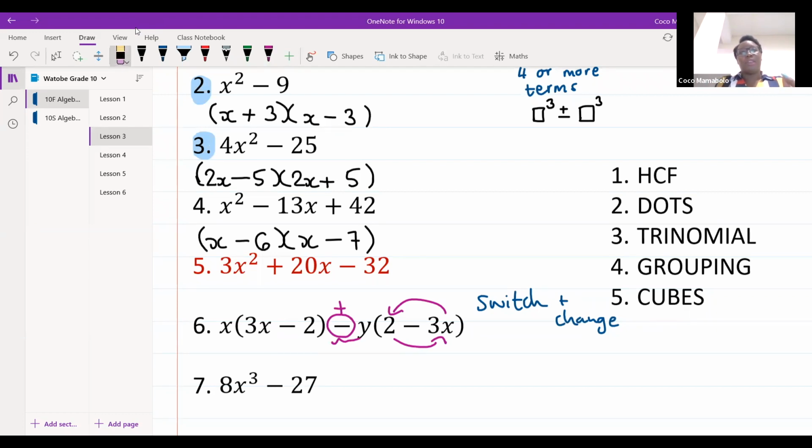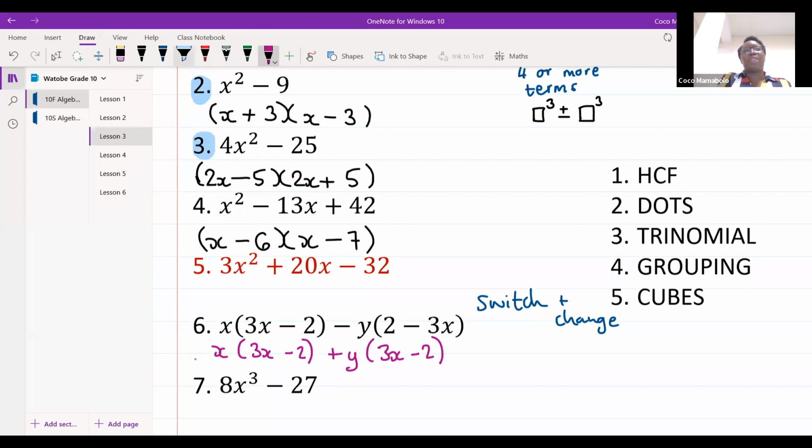I hope it does. Okay. So what I'm going to have is x multiplied by 3x minus 2 plus y multiplied by, and now that I've changed the sign on the outside, I can switch them around, 3x minus 2. That's what I can do. And then what I can do here is I can take out my common factor. I know it doesn't look like a highest common factor, but there is a highest common factor.